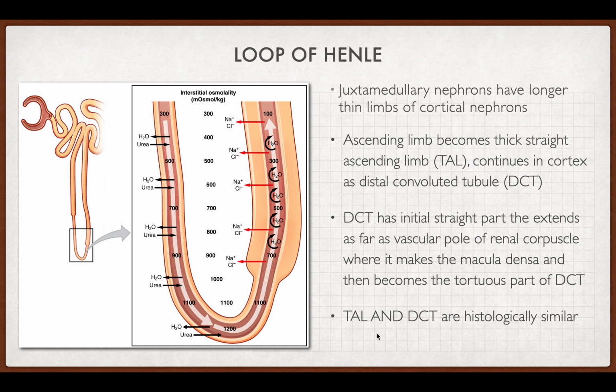Within the slides, the thick ascending limb is going to be similar to the distal convoluted tubule. In the thin descending limb, this is where water is reabsorbed. Water comes out of the filtrate. And then in the ascending limb, sodium and chloride are going to be removed.